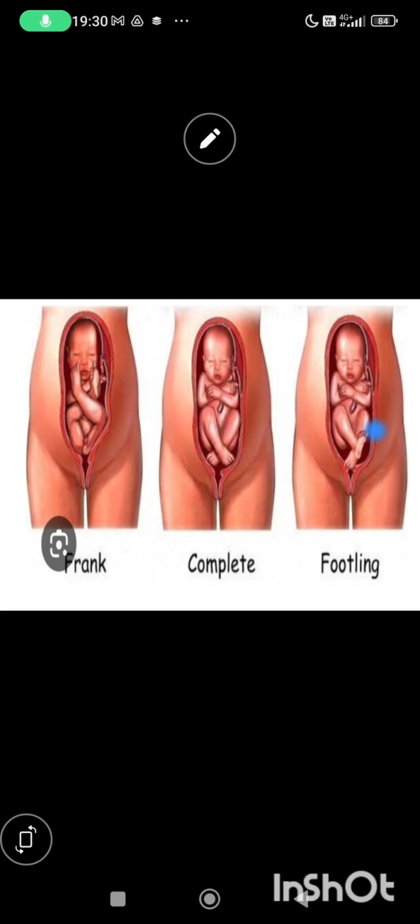Now coming to the breech fetus. How many different types are there in the breech presentation? Can any one of you please tell me their difference?